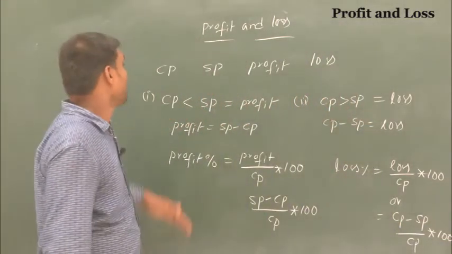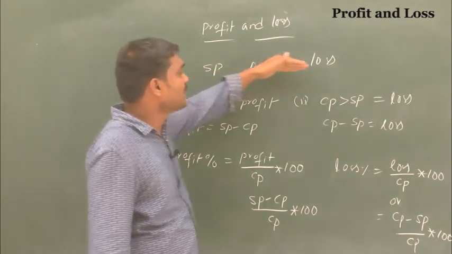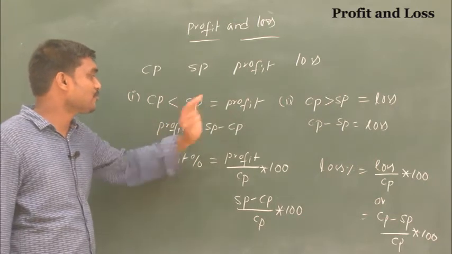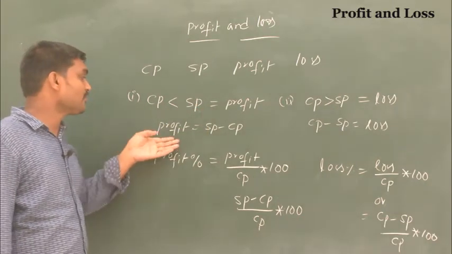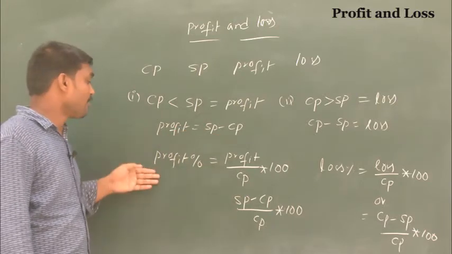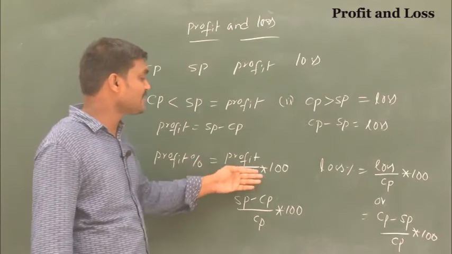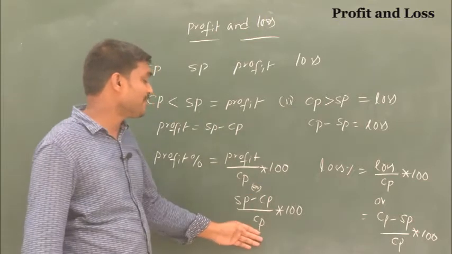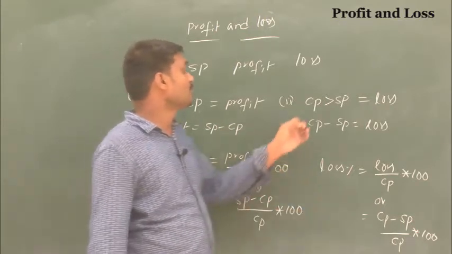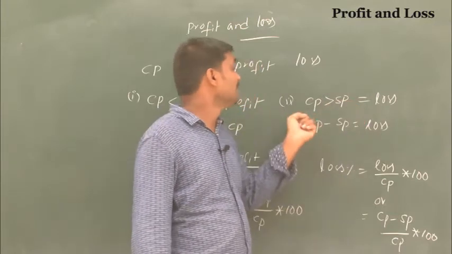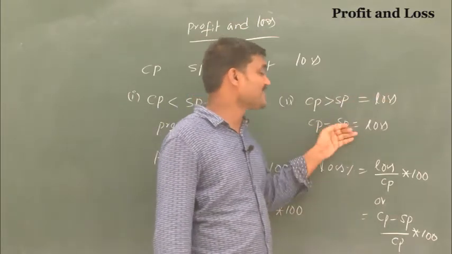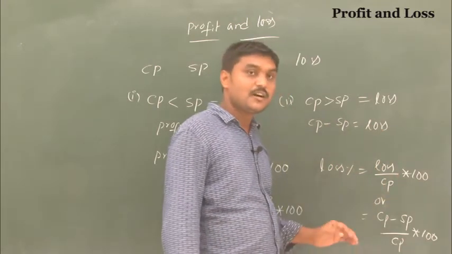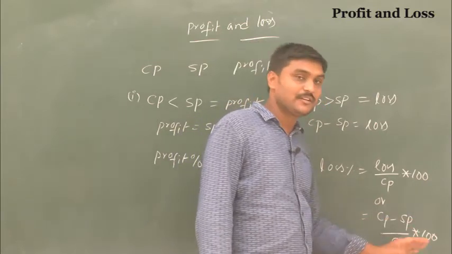Once again: cost price, selling price, profit and loss. Here, cost price is less than selling price, it gives a profit. So profit equals selling price minus cost price. Profit percent equals profit by cost price into 100, or (SP minus CP) by CP into 100. If cost price is greater than selling price, it gives a loss. CP minus SP equals loss. Loss percent equals loss by CP into 100, or (CP minus SP) by CP into 100.